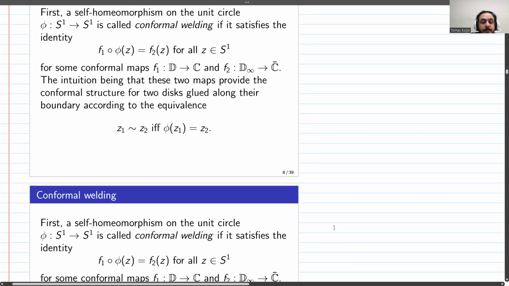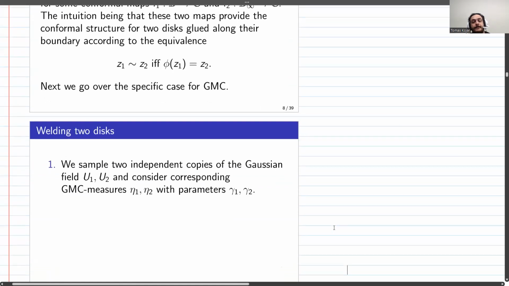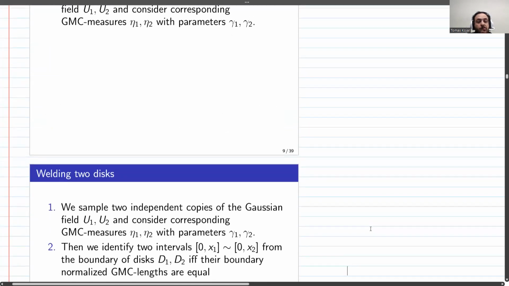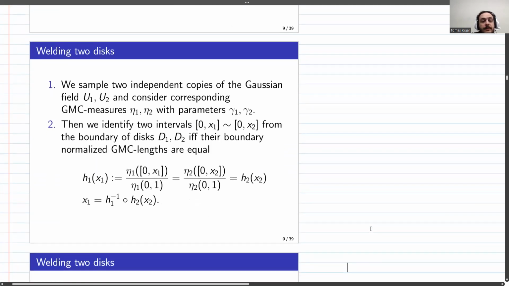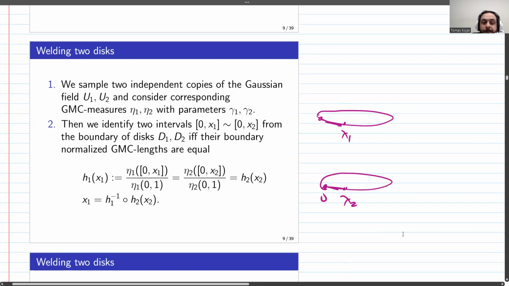And now we're going to look at the specific case for GMC. So we start with two independent copies of the Gaussian field and construct the corresponding GMC measures with possibly different parameters, gamma 1, gamma 2. Then, again, we have two disks, and we want to identify a point x1 with a point x2 when their normalized GMC lengths are equal.